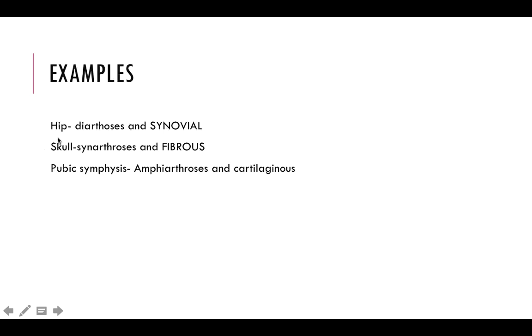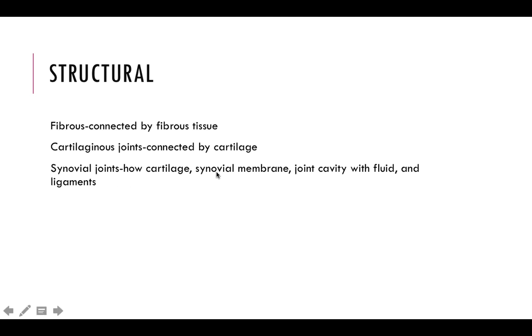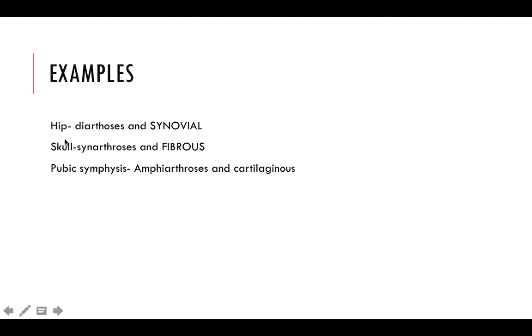Our hip is an example of something called a ball and socket joint, which most of you already knew. The hip is a diarthroses, meaning that, again, it's totally movable. So a hip is totally movable and it's synovial. It's going to have that membrane, that cartilage, that synovial fluid, all of that.